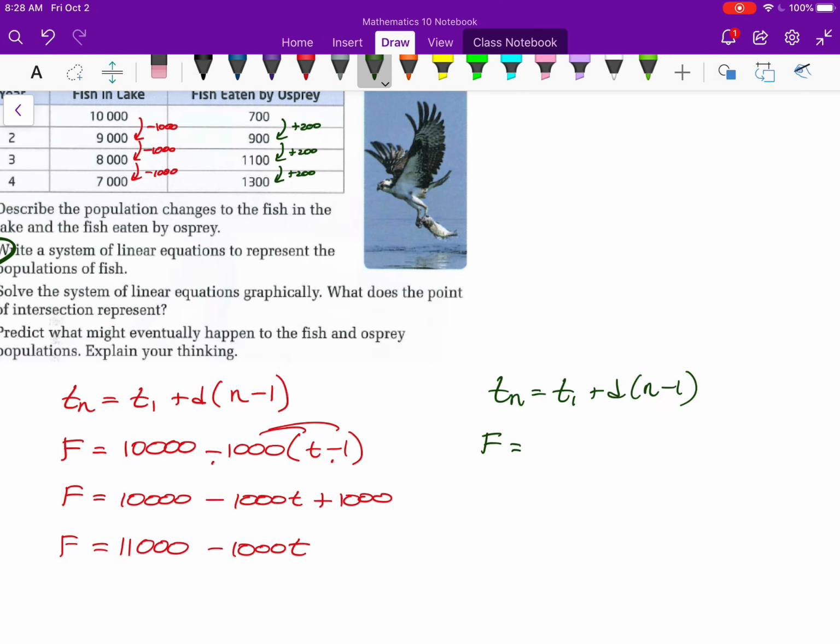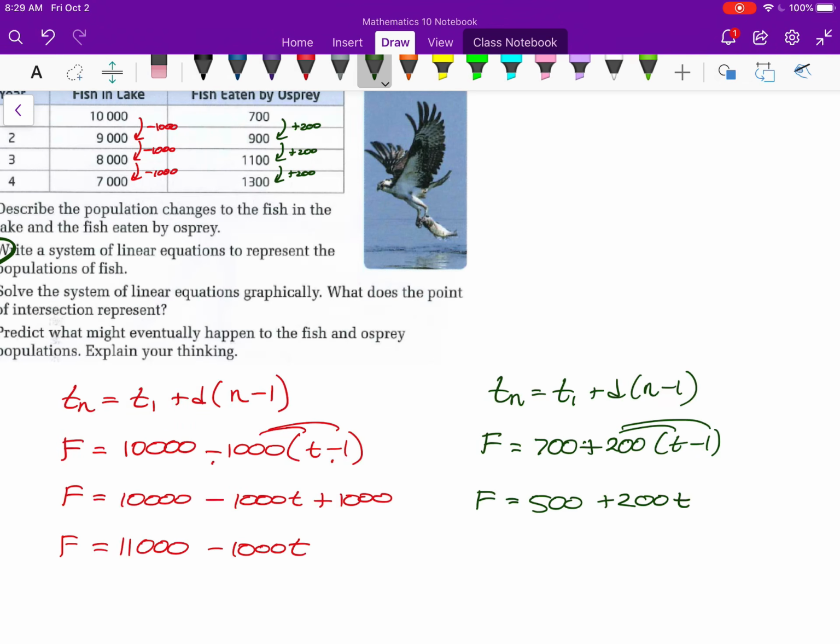This time it's fish being eaten, though. My first term is 700. The common difference is going up by 200 each time. So you clean this up. I'll just save a bit of time. You get 500 plus 200t. So I just skipped a step. I just skipped the step where I expanded that and then combined like terms.